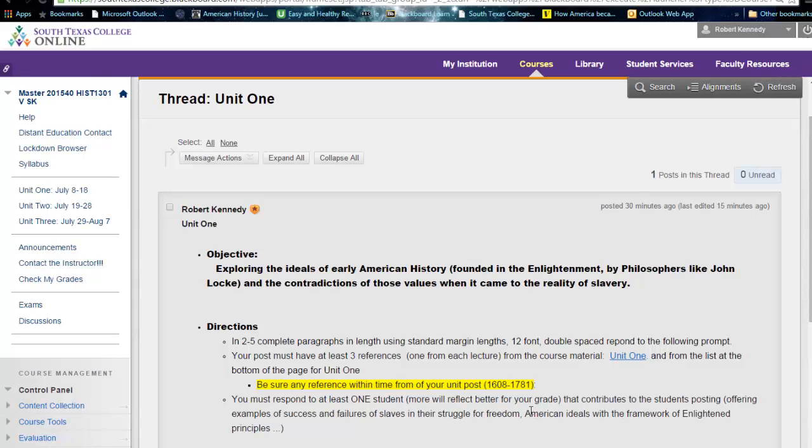Or your response to a student post can be just talking about American ideals within the framework of Enlightened principles founded by mainly John Locke. And make sure you understand who John Locke was. There's some information about John Locke and salutary neglect. He was paramount to the founding generation of this country. The Declaration of Independence is steeped in John Locke's philosophy. So understand where that's coming from.